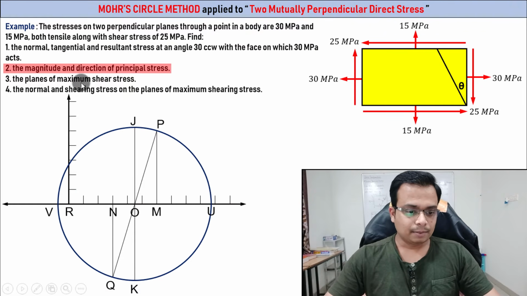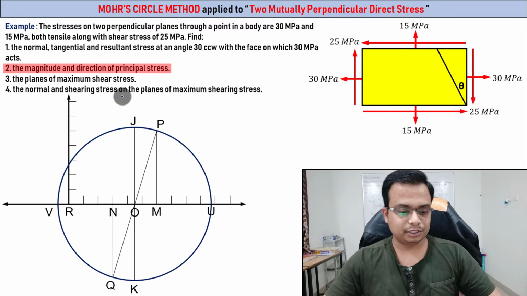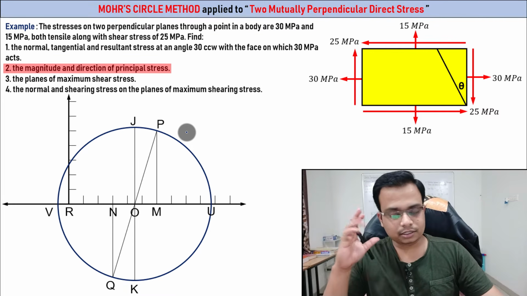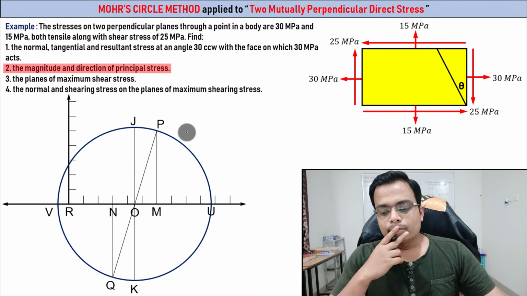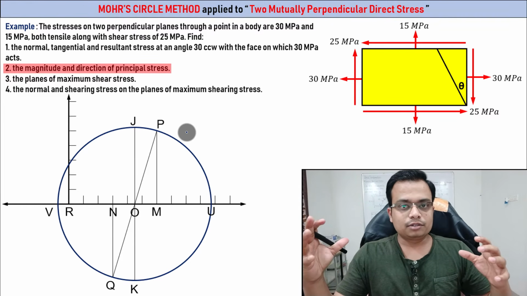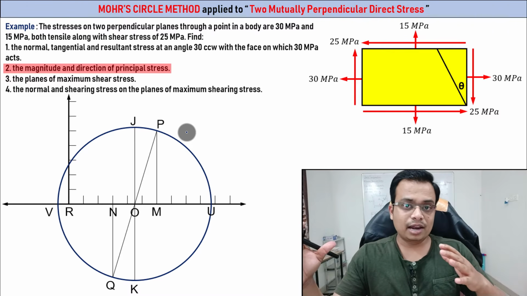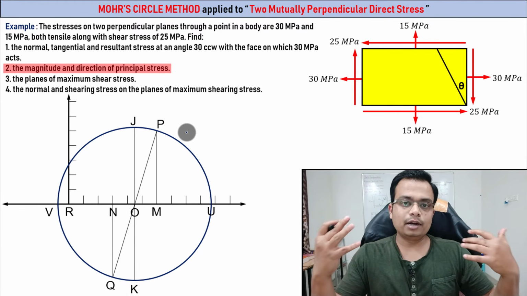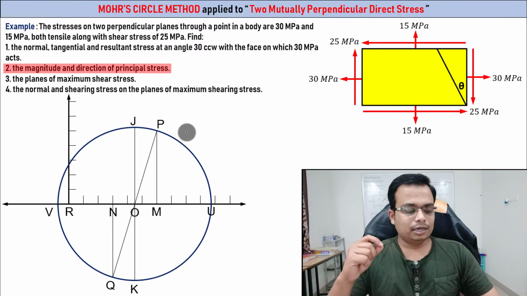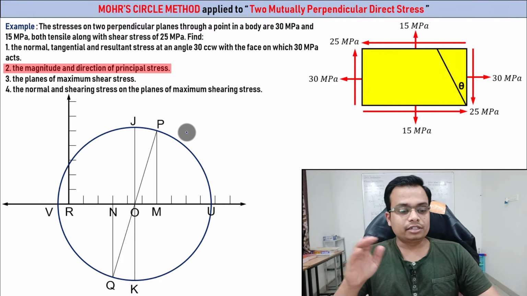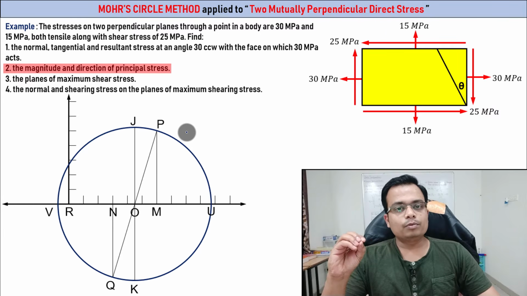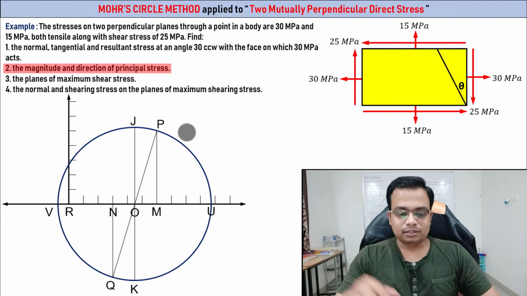Second part, the magnitude and direction of principal stress. Very interesting. So what is principal stress? Just listen to this very carefully. There are first of all principal planes on which we get principal stress. So we get a major principal stress, we also get a minor principal stress, a maximum value of stress and a minimum value. Both of them are normal principal stresses. Now, what is the condition of reaching these planes? The principal planes are such that the value of shear stress is 0 on these planes.